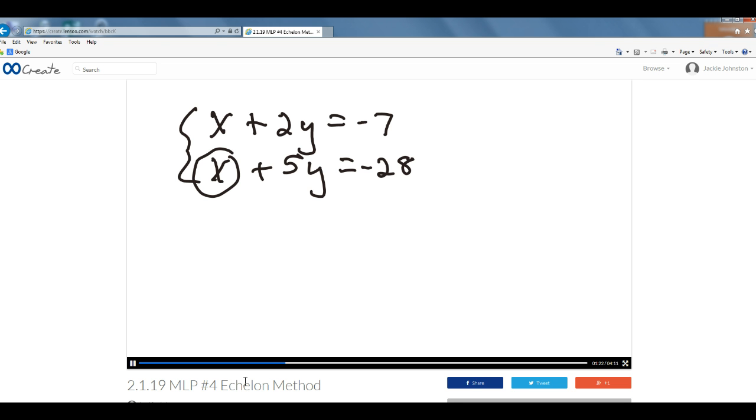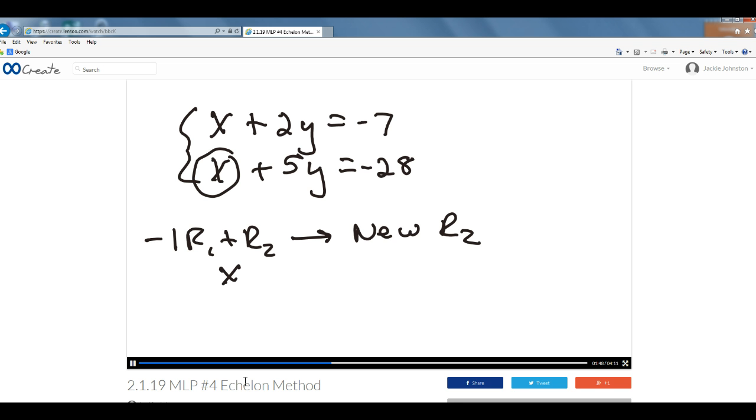Well, how can I do that? I can do that by multiplying row 1 by negative 1 and adding it to row 2, and that will give me my new row 2. So I'm going to multiply the first row by negative 1 and then add it to the second row, and that will give me my new row 2. So my first row will stay the same, and we'll have a different row 2.